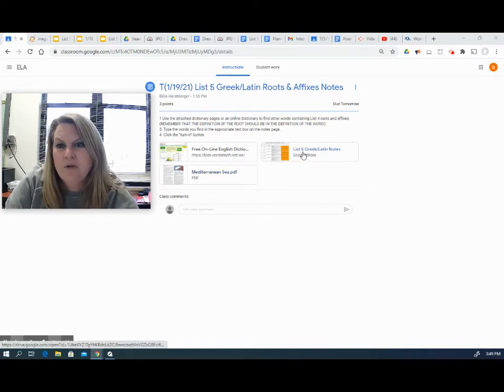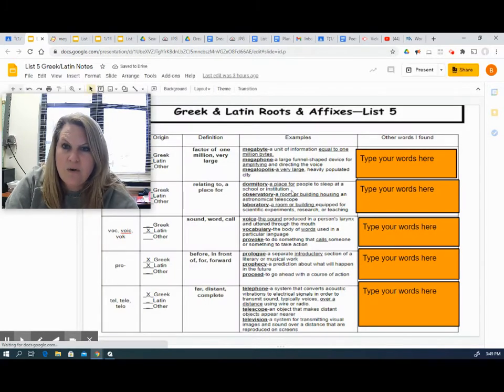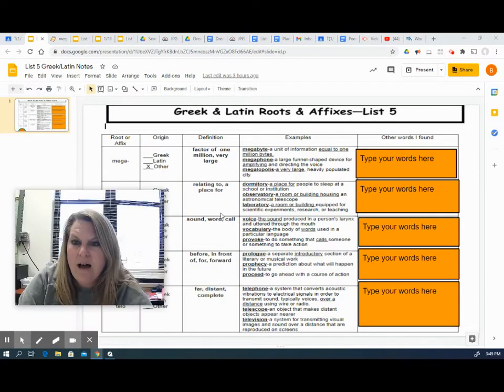So I'm going to jump to the page that you guys will find in your work. Mine isn't there because I'm in teacher view. You can see that we have the notes here, and then we have a place to add other words that we find in the dictionary that contain these. I just want to remind you, because it's been a little while since we've done this, and we have some new students who have joined us.